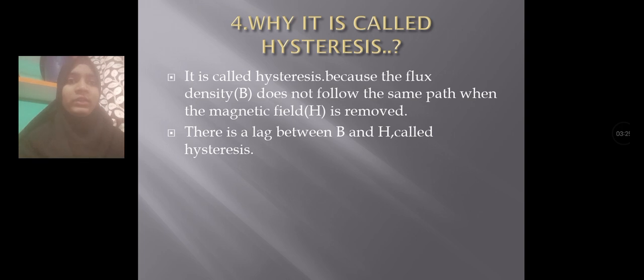Why is it called hysteresis? It is called hysteresis because the flux density B does not follow the same path. When the magnetizing field H is removed, there is a lag between B and H, which is called hysteresis. So we conclude that it is called hysteresis because the lagging of B behind H is called hysteresis.